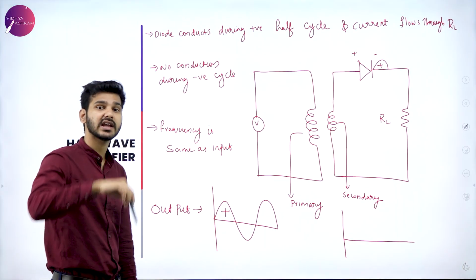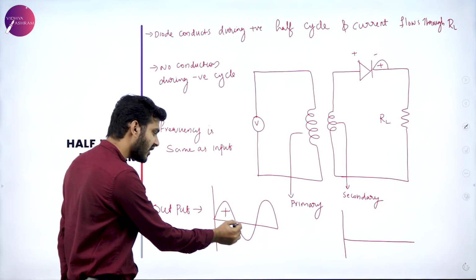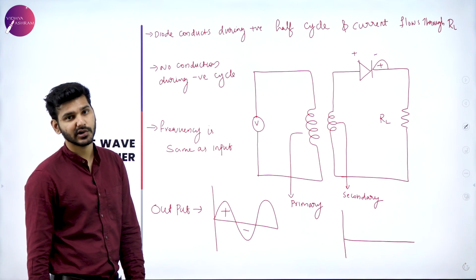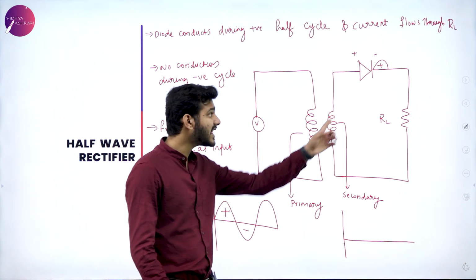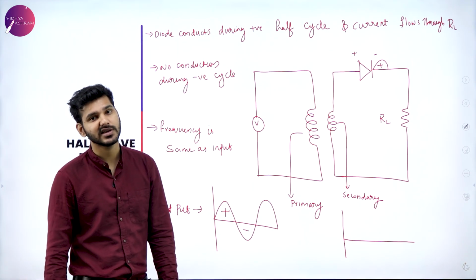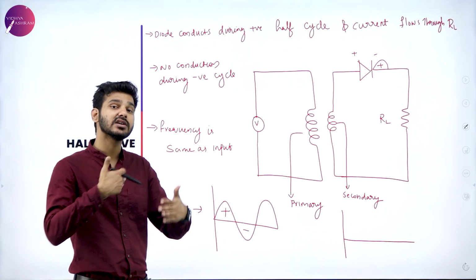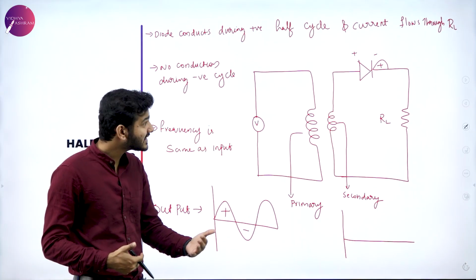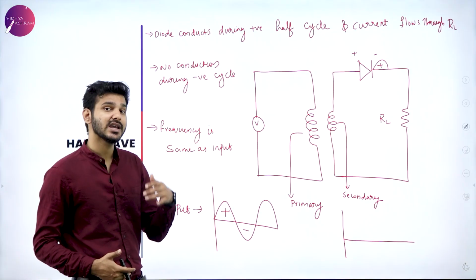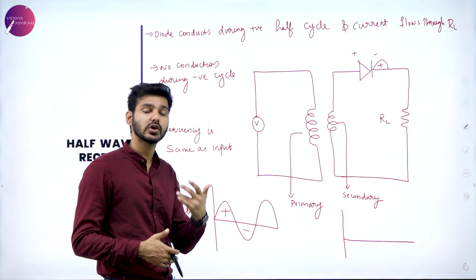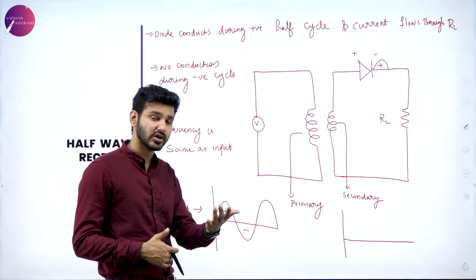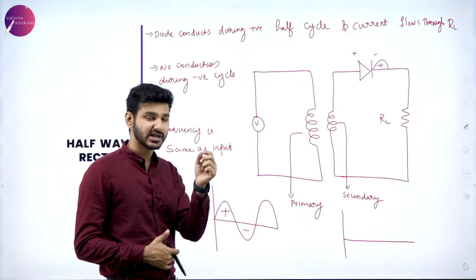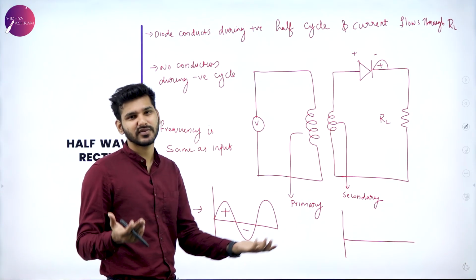Now, what about the negative half? When the negative half reaches the semiconductor diode, positive and negative are connected, which means the diode is in reverse bias condition. When it is in reverse bias, it does not allow current to pass through. Generally, it does not allow any, and very small quantities of current may seep through, but that is very rare.